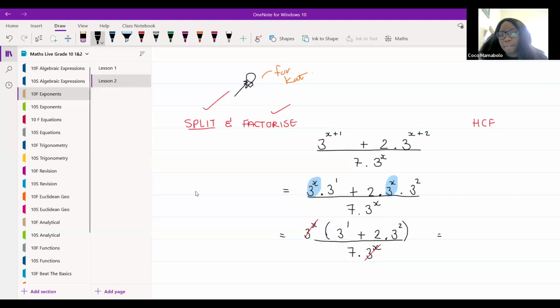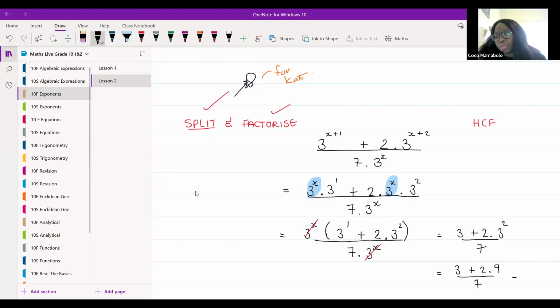We have 3 exponent 1 plus 2 times 3 squared over 7. Beautiful. Do you see how I only have numbers now? Yes, I do. So I can just figure out what the numbers would be. 3 to the power of 1 is just 3. Do you agree with me? Yes, I do. Good. So I've got 3 plus 2 times, what is 3 squared? It's 9. Good. So I've got 3 plus 2 times 9 over 7.